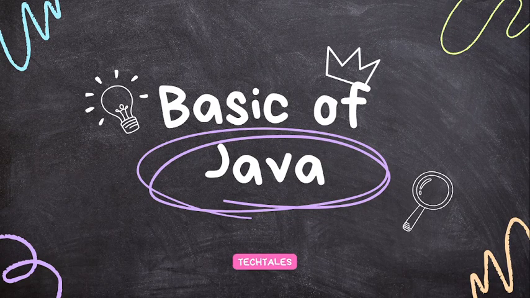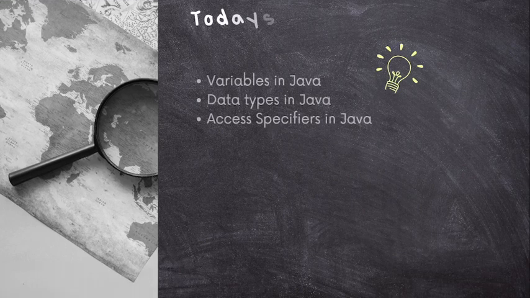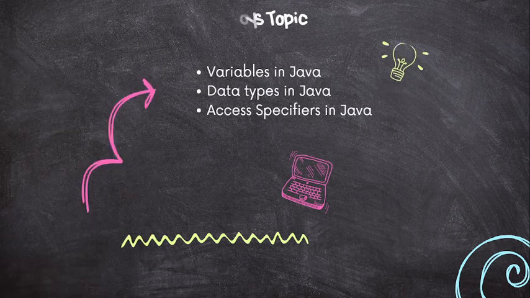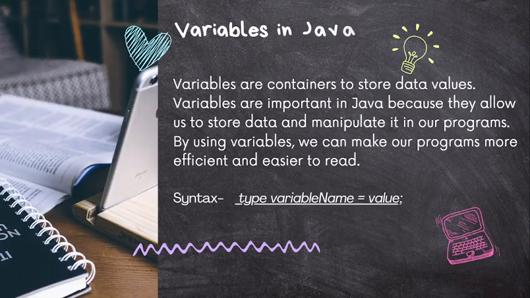This is Preeti and in this video today we will see variables in Java, data types in Java and access specifiers in Java. So let's get started. Variables are nothing but a container so that you can store your data values in that particular variable. Variables make your data easily manageable and you can easily manipulate the data using variables in your program.